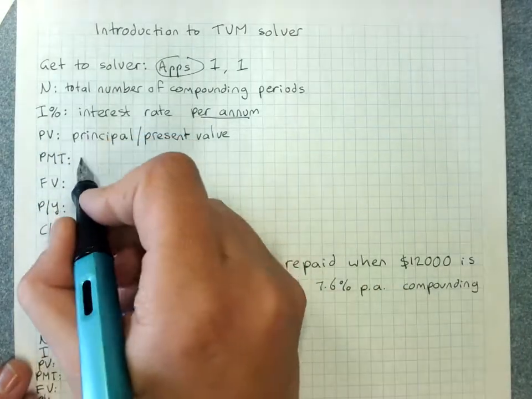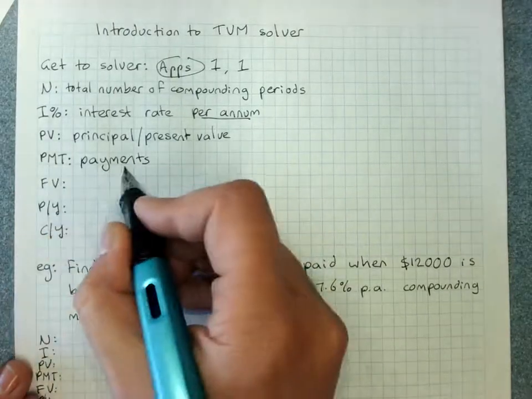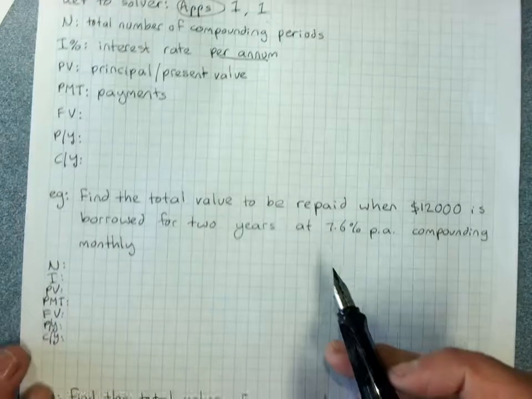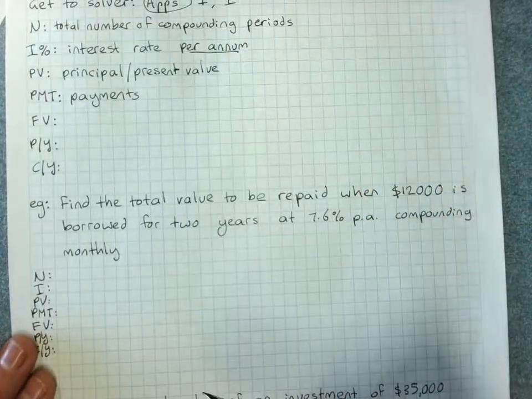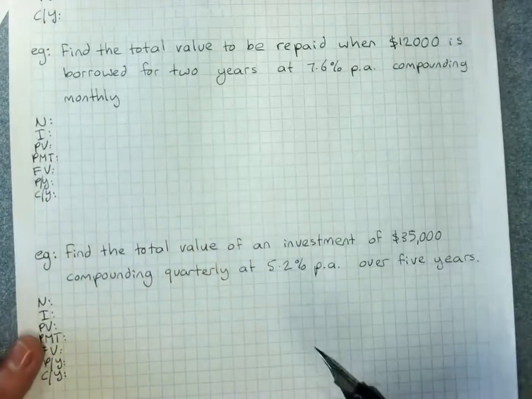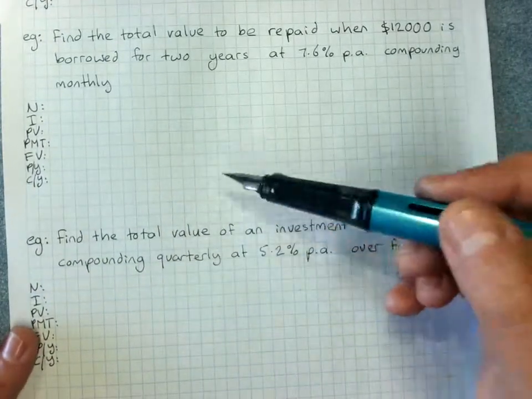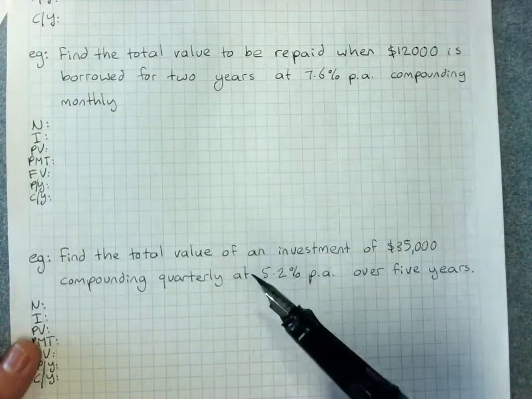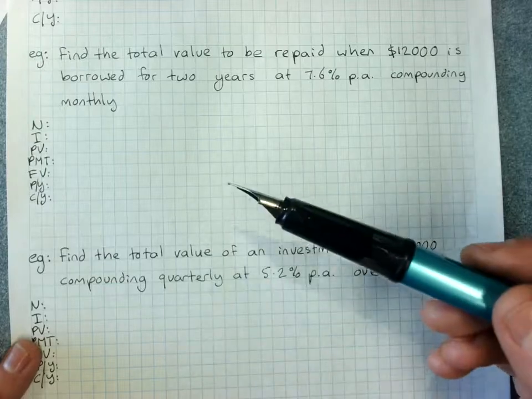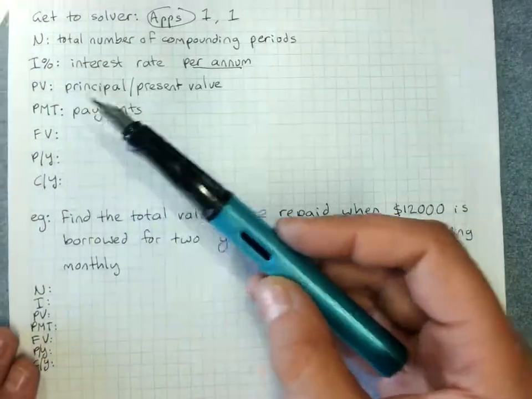PMT is payments. Now this is for things like a mortgage, when you're borrowing money and you're making repayments over the whole time. Or for an investment, when you're investing money and paying more into it, and taking bits out. But we aren't doing this at the moment. There's no extra payments being paid in or out on these problems. So at the moment we're leaving payments at 0.